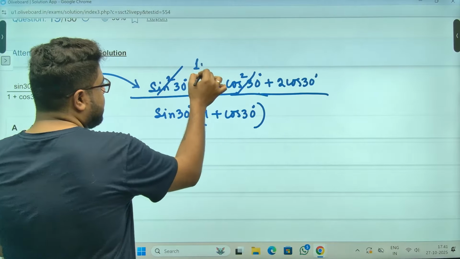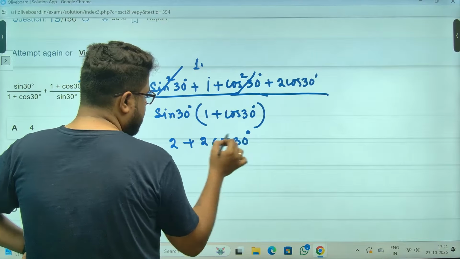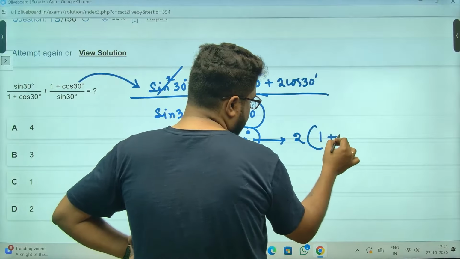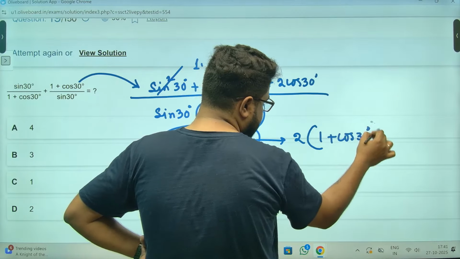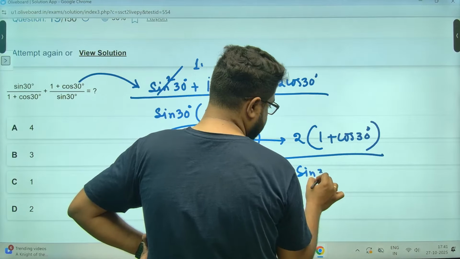Plus 2. Achha, let's do one thing. 2 plus 2 cos 30. So I can write this one as 2 common 1 plus cos 30, divided by sin 30 into 1 plus cos 30. So this also cancels. So ultimately 2 by sin 30 is half. So answer is 4, sir. Option number A is the answer.